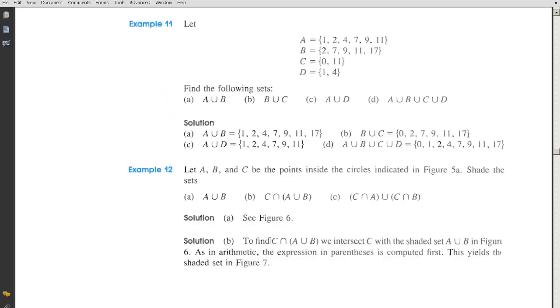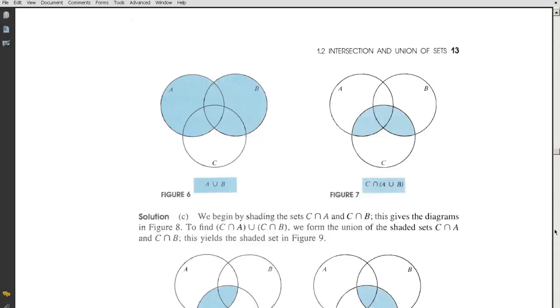Okay, so let's try this. Suppose we want to find C intersect A union B. So first we'll find A union B. Where is A union B? It's here. And then we want the part of that which intersects with C. So it's this part. This is C intersect A union B.